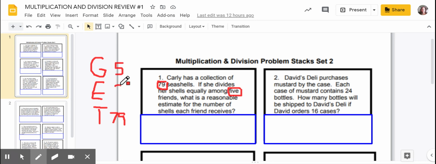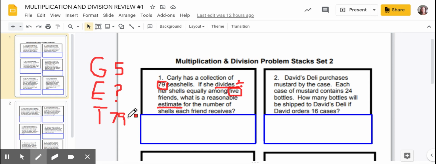We don't know how many each friend will get, so that's what we're looking for, the number in each group. Since we know the total, and of course, since this keyword in here, divides, is present, we are going to divide to find the answer. I also want you to focus on this word estimate. Remember that whenever we are looking for an estimate, we're going to round our numbers before we do our operation.